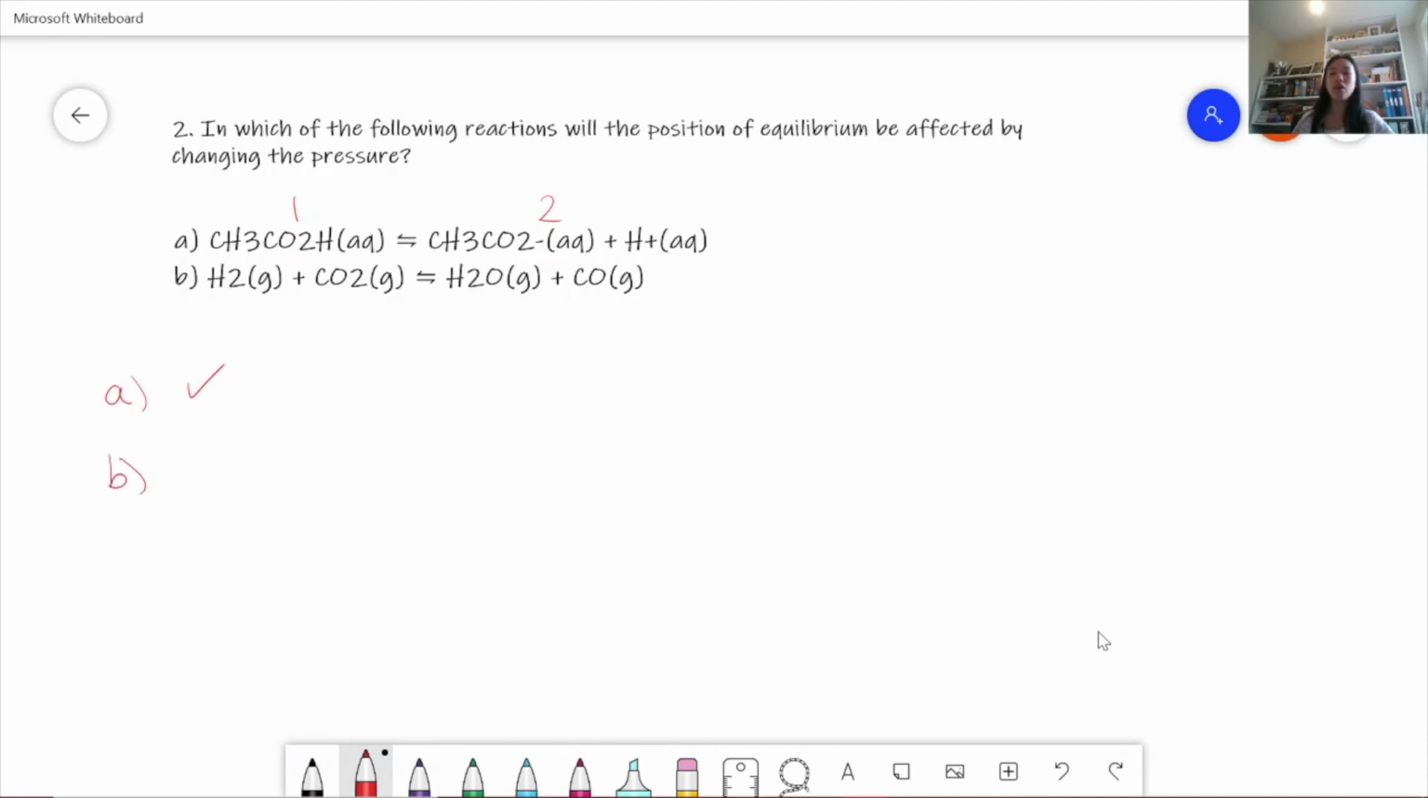And then for B, we can see that we have 2 moles on the left-hand side and also 2 moles on the right-hand side. So that means that no, the position of the equilibrium won't be affected by changing the pressure because there are the same number of moles of gas on both sides of the equation.